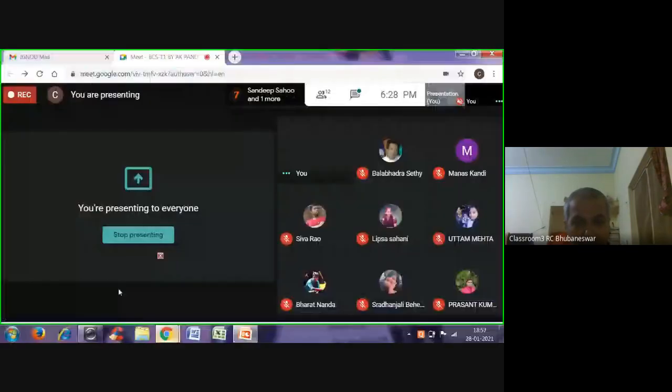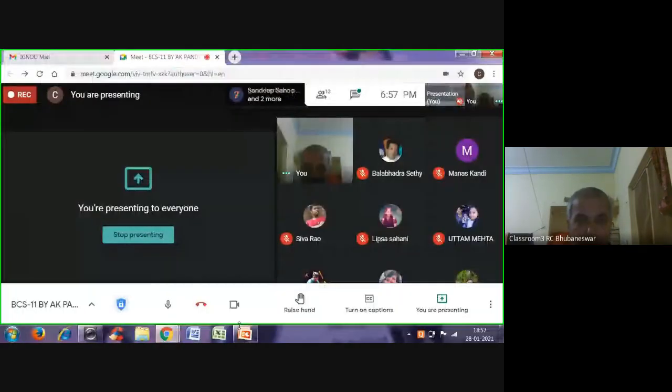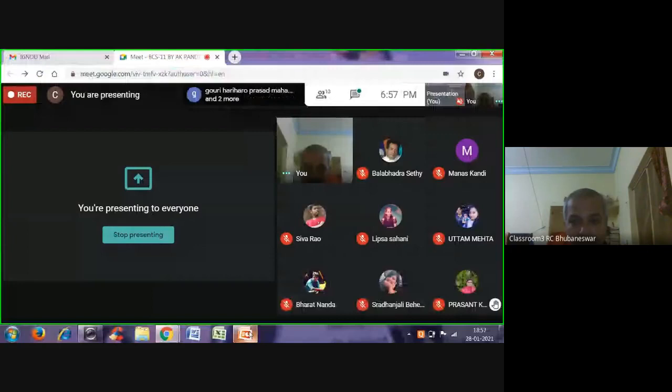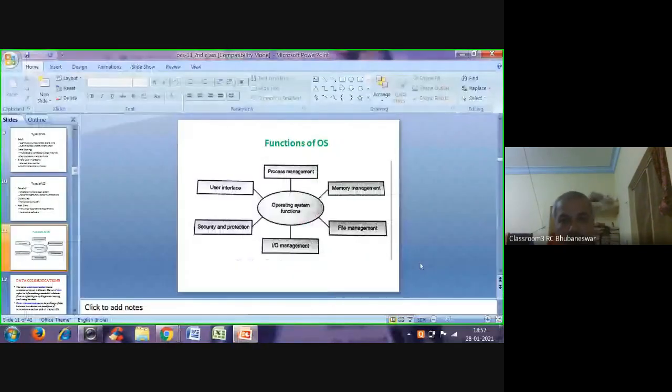ठीक है. Then go to file system. It is responsible for creation, deletion, updation of the file. Which all other functions of the operating system.